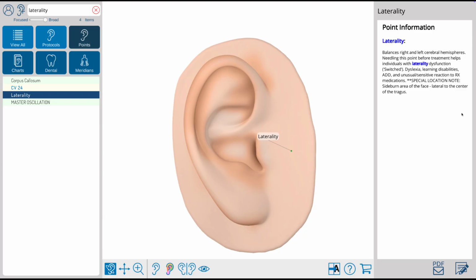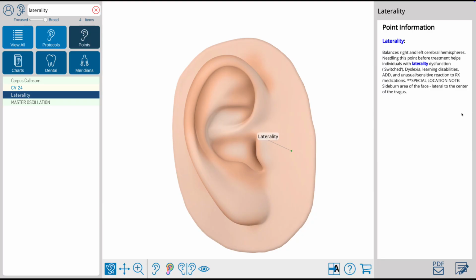Now we're starting with the most foundational point in the protocol, the laterality point. This is the first point I check and treat in every case, especially in obesity, addiction, and emotional dysregulation. Why? Because if this point is off, the rest of the system is scrambled. You're trying to run software on a broken operating system.